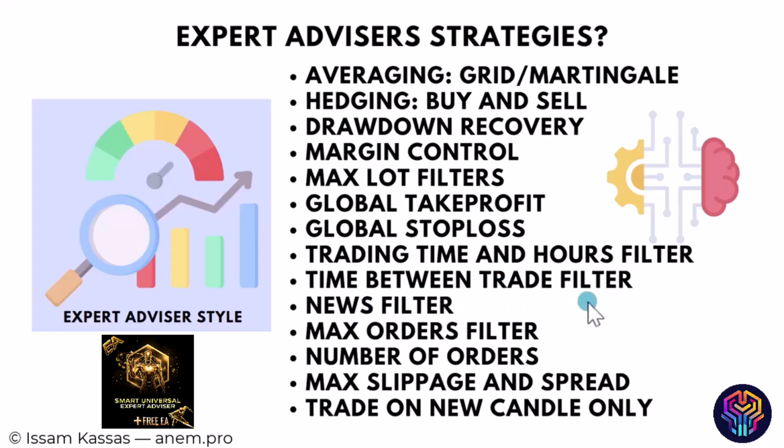Now the time between trades filter is something that you can also control. For example, you can set 5 minutes between trades. If a trade is closed, you can wait for 5 minutes or 1 hour or whatever to open the next trade. That's also something you can use, and it's very interesting.